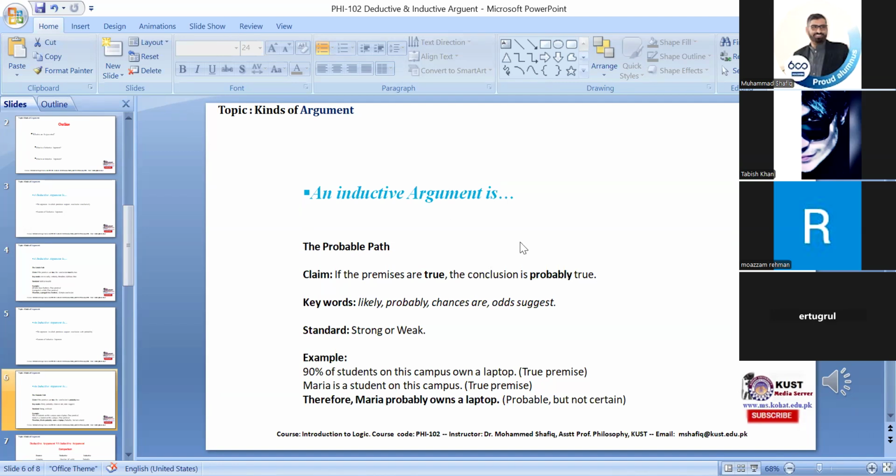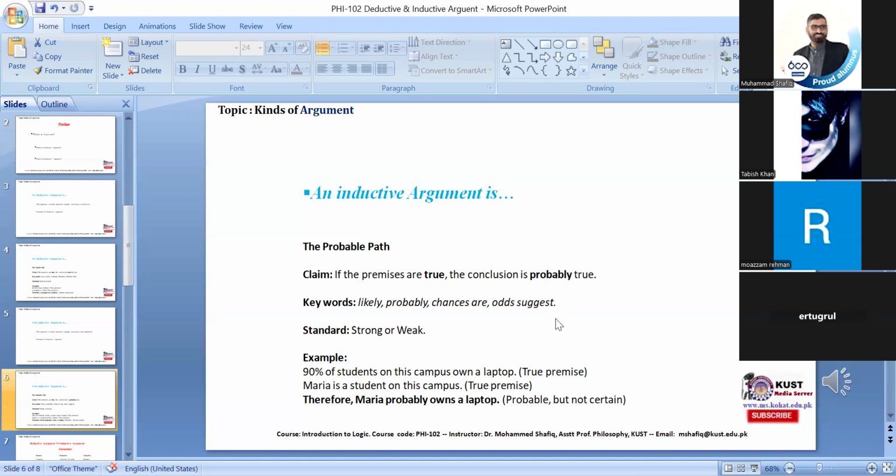The conclusion becomes more probable if more strong premises are added. For example, if 90% on this campus own a laptop, it's a true premise. Maria is a student on this campus. Therefore, Maria probably owns a laptop, because here we are talking about 90%, but we are not sure whether Maria falls into this 90% or the 10%. So it's a probable path.